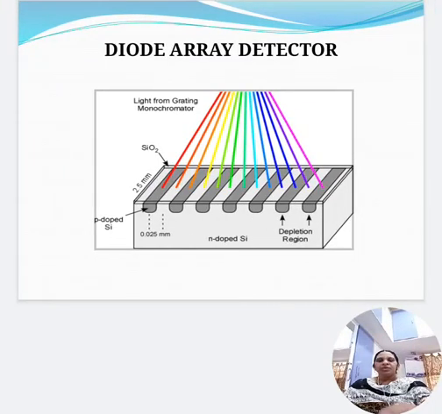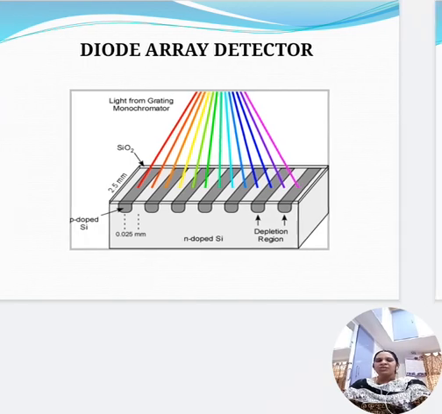Then coming to multiple element detectors. The phototube and photomultiplier tube are single element detectors. The next are the multiple element detectors like diode array detectors. In the diode array detector figure, you have p-type and n-type material and the depletion region. Light from the grating or monochromator is made to pass through this.